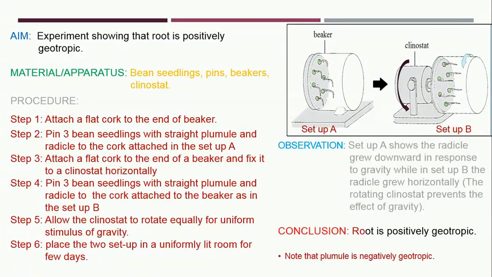Now step 3. Attach a flat cork to the end of another beaker and fix it to a clinostat horizontally, as you can see in setup B. Now pin three bean seedlings with straight plume and radicle to the cork attached to the beaker, as in setup B. Now allow the clinostat to rotate equally for uniform stimulus of gravity. In this kind of situation, there will be no effect of gravity on the plant.